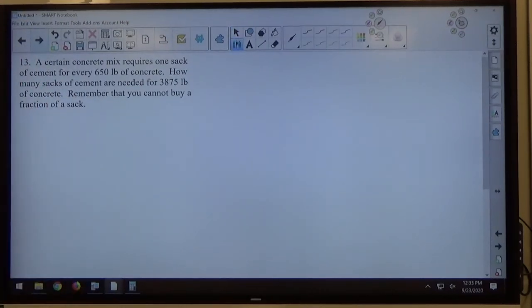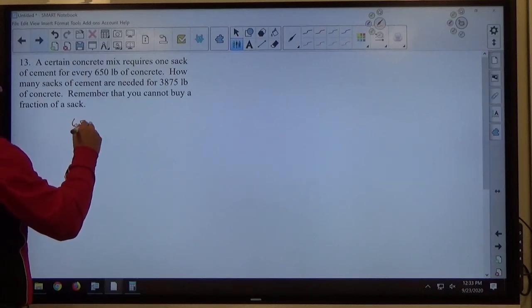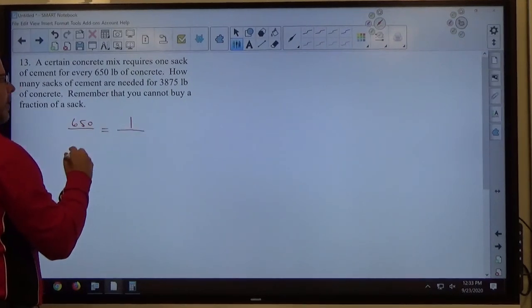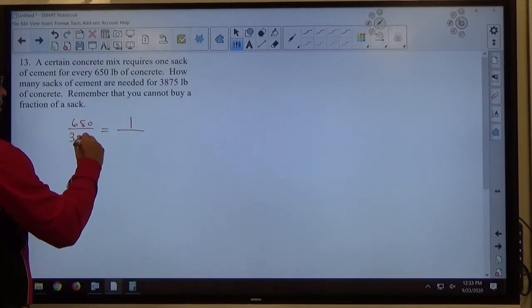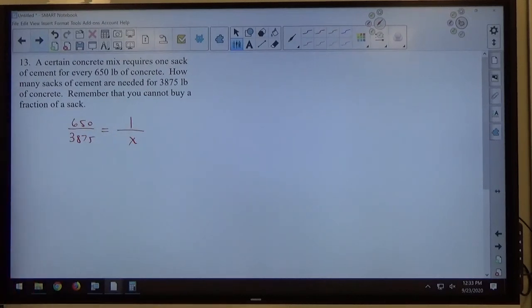A certain concrete mix requires 1 sack of cement for every 650 pounds of concrete. How many sacks of cement are needed for 3,875? So if I need more concrete, I need more sacks of cement, right? So that's a direct relationship. One goes up, the other goes up, one goes down, the other goes down. So 650 pounds goes with 1 sack, 3,875 pounds goes with I don't know how many sacks.